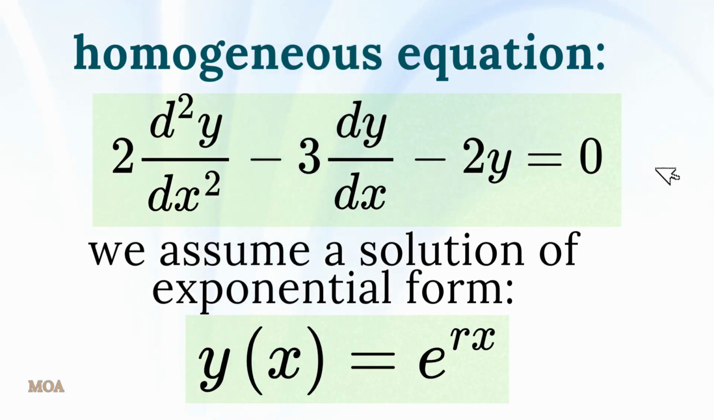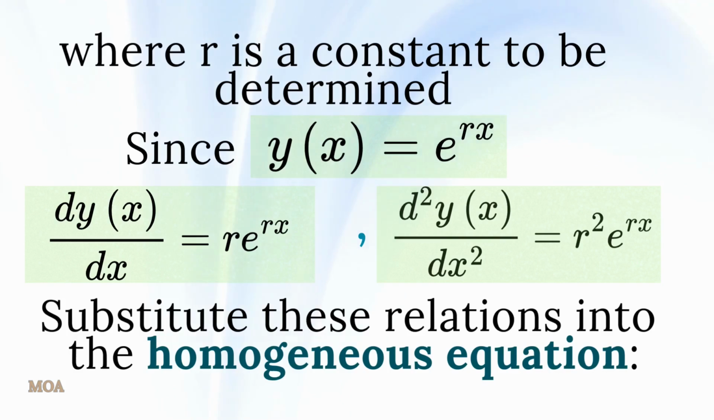To solve this homogeneous differential equation, we assume a solution of exponential form. y of x equals e raised to the power of r times x, where r is a constant to be determined. Since y of x equals e raised to the power of r times x, the first derivative of y with respect to x equals r times e raised to the power of r times x, and the second derivative of y with respect to x equals r squared times e raised to the power of r times x.